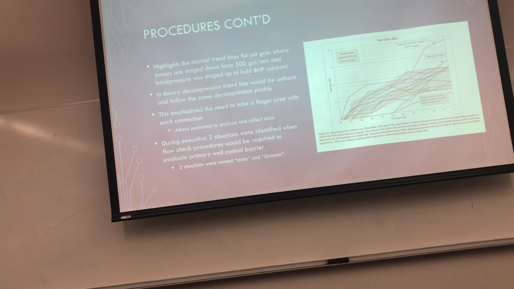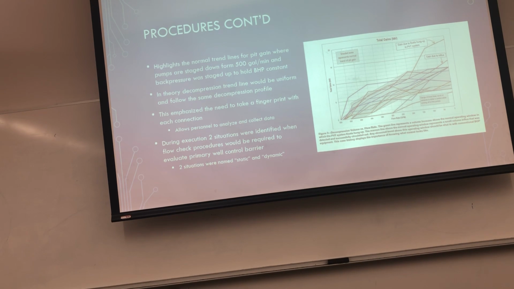So this figure right here is going to be the total gains versus the flow rate. And so this highlights just the normal trends for pit gain, where pumps are staged down from 500 gallons per minute, and back pressures are actually staged up to hold the BHP constant. And so in theory, the decompression trend lines should be uniform and follow the same decompression profile, but obviously when you're actually drilling, that never really matches up.